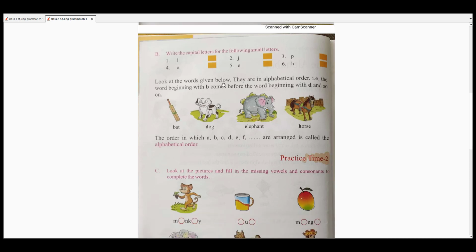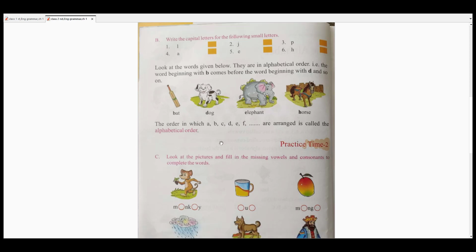Okay, look at the words given below. They are in alphabetical order. That is, a word beginning with B comes after the word beginning with A, and so on. The order in which A, B, C, D, E, F are arranged is called the alphabetical order. So he is talking about the alphabetical order that I have already taught you, that we write our alphabets in a particular order, such that B always comes after A, C always comes after B, D always comes after C. So that particular order is called alphabetical order.